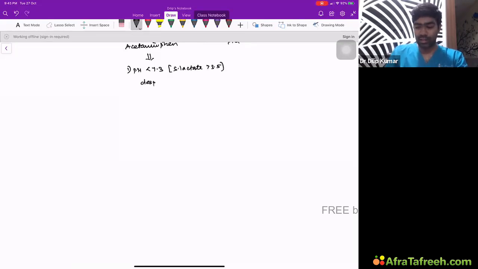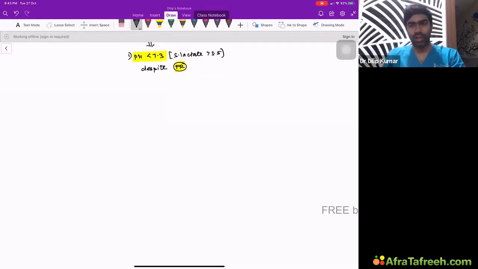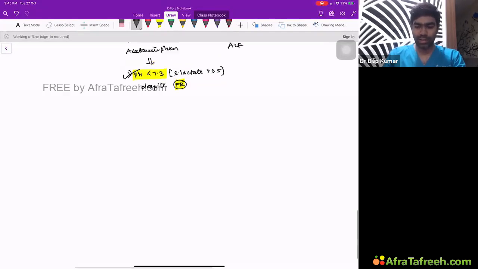despite adequate fluid resuscitation. You have given a good amount of fluid resuscitation. Despite good fluid resuscitation, if the pH is consistently less than 7.3, or if the equivalent serum lactate is more than 3.5, in that scenario, you can go for a liver transplant. This is the number one and the most important indication as far as paracetamol poisoning is concerned.